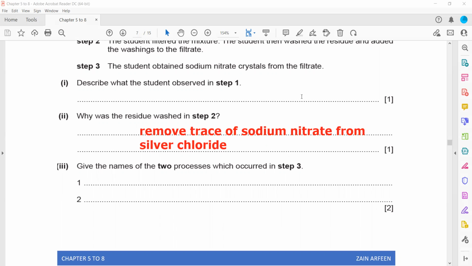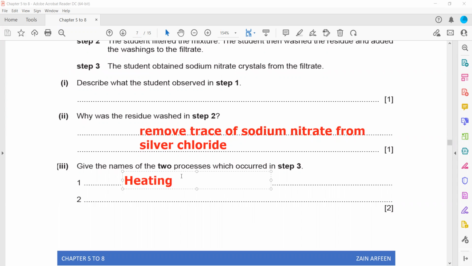Then give the name of the two processes which occur in step 3. So in step 3, what are we doing? First thing, we evaporate and then we crystallize. Heating is acceptable, or evaporating, because we want to obtain a soluble. As you can see, what is step 3? Student obtain sodium nitrate crystals from a filtrate.